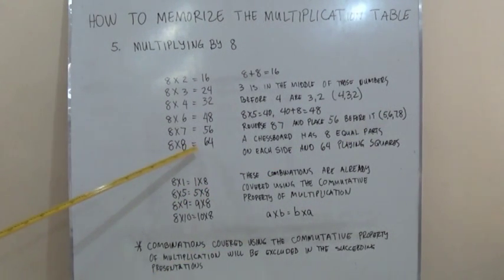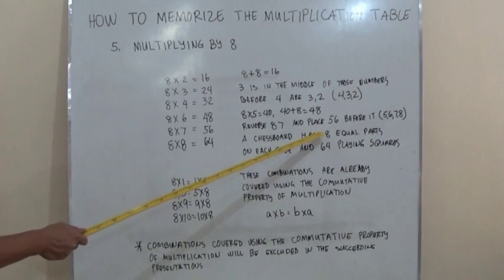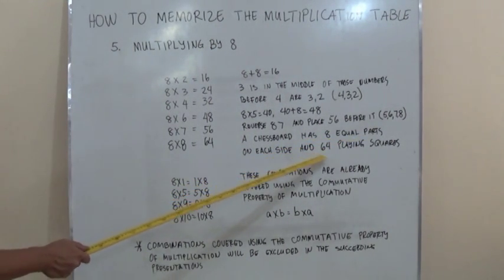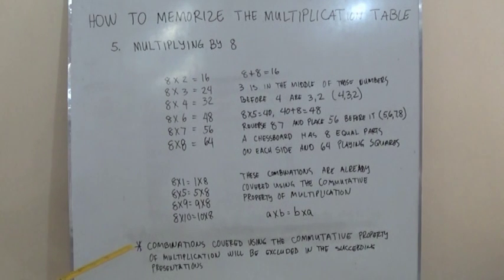8 times 8 equals 64. Whenever you encounter this combination, remember the chessboard which has 8 equal parts on each side and has 64 playing squares. So 8 times 8, just remember the features of a chessboard.